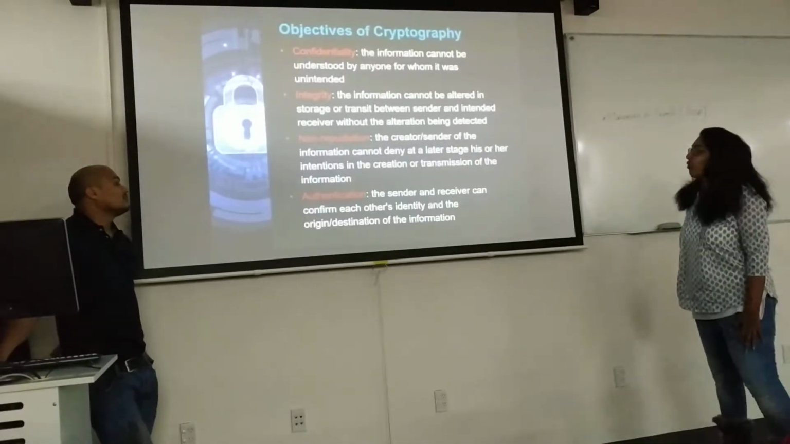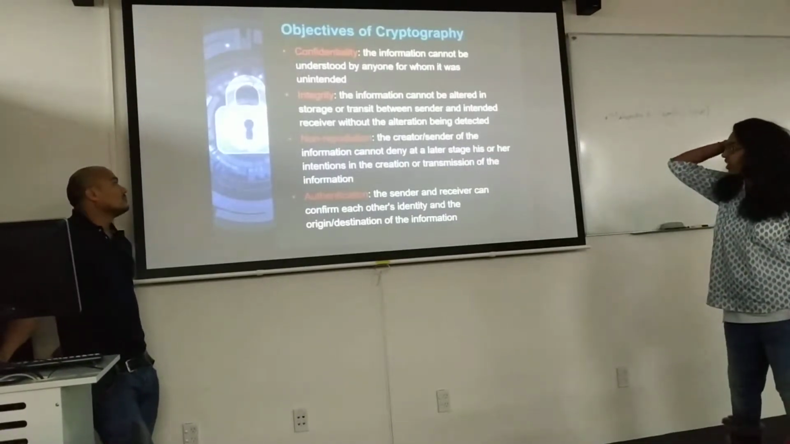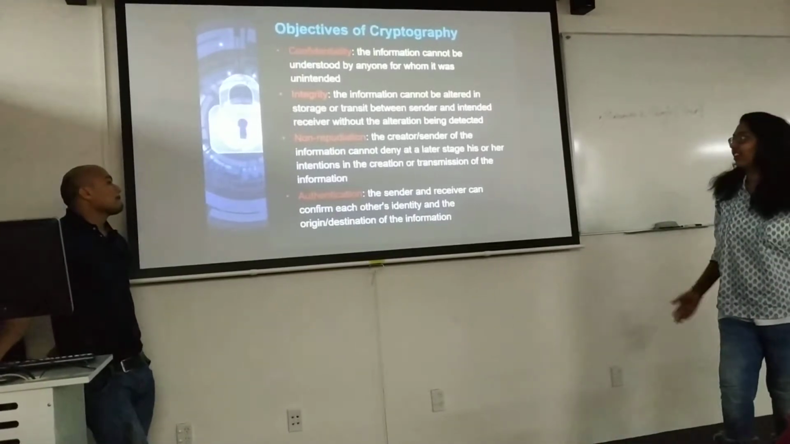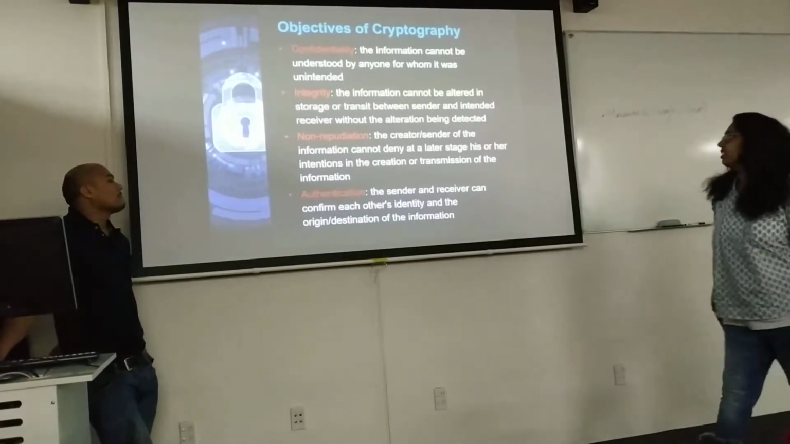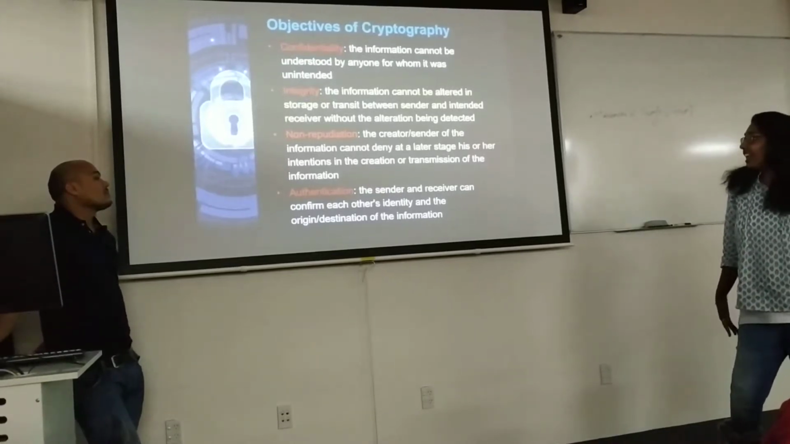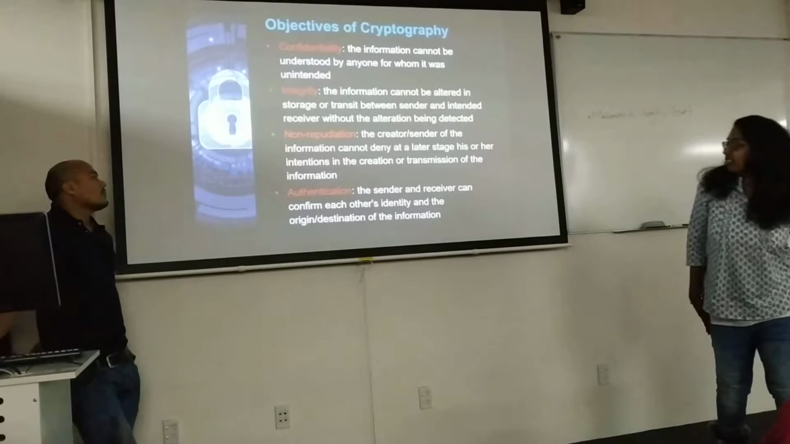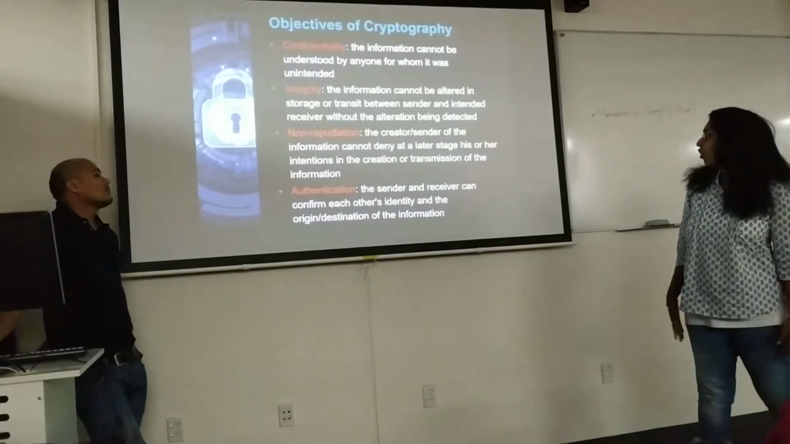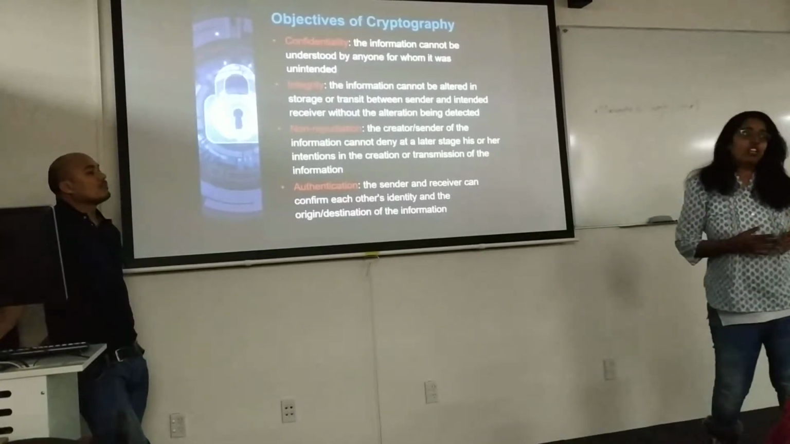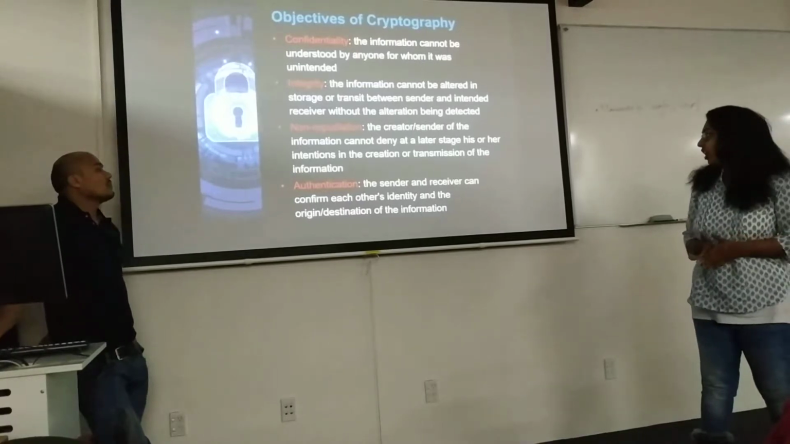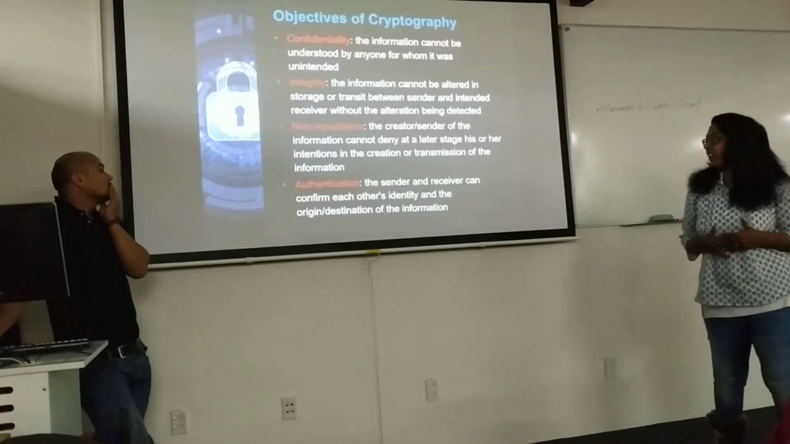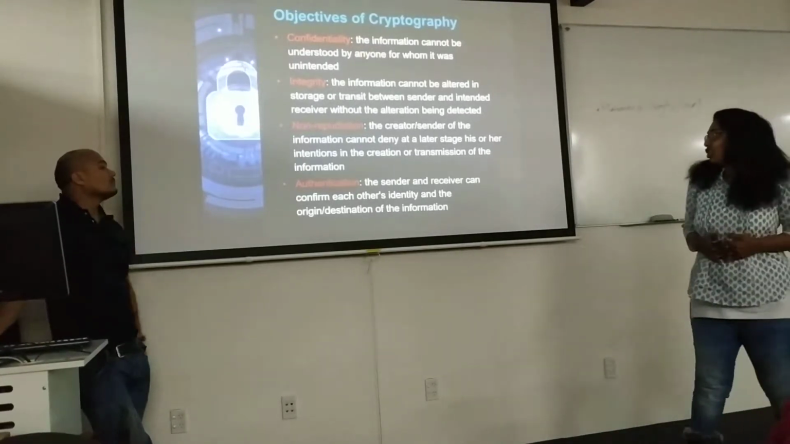There are four objectives of cryptography. That is confidentiality, where the information cannot be understood by the people who are not intended to understand that. And integrity is where the information cannot be altered in storage or transit between the sender and intended receiver. And there is non-repudiation, where the sender or creator of the information cannot deny at a later stage that he intended to send some kind of information to the receiver. And authentication is when the sender and receiver confirm each other's identity and the origin and destination of the information.